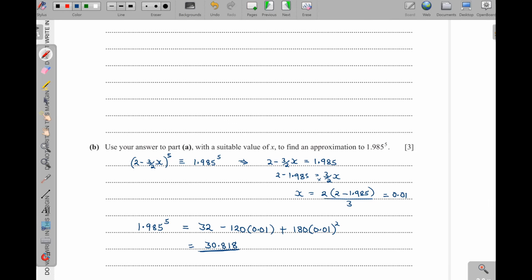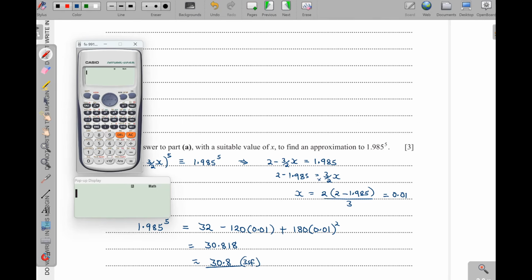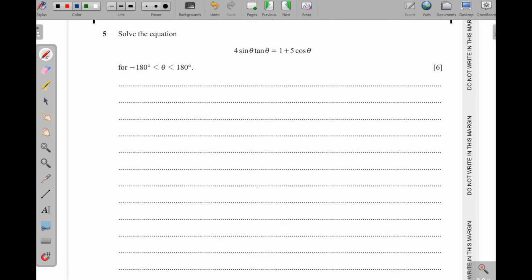I can write it to 3 significant figures as 30.8. If we get the calculator and say 1.985 and then power this with a 5, the answer we get, I think you can see, to 3 decimal places, is what I've gotten here, 30.818. Or to 3 significant figures, you get 30.8. You see that? Question 5 is coming from trigonometry.